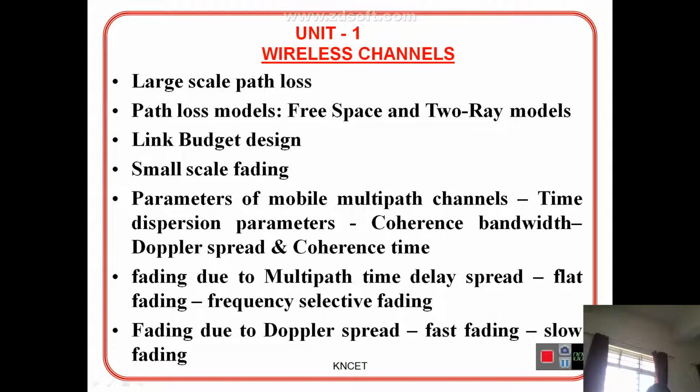Third one, link budget design. Fourth one, small scale fading. Fifth one, parameters of mobile multipath channels, that contains the time dispersion parameters, coherence bandwidth, Doppler spread and coherence time. Then fading due to multipath time delay spread, flat fading and frequency selective fading. The last topic is fading due to Doppler spread, fast fading and slow fading. Now we are going to discuss our first topic, large scale path loss. So I'm going to move to the next slide.